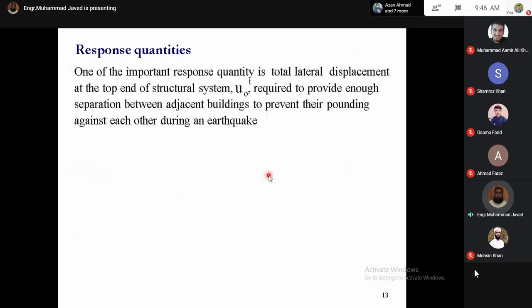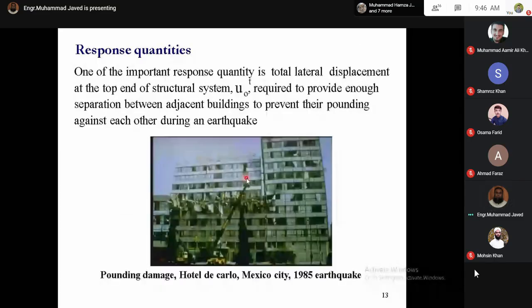For example, if you want to find what shall be the minimum distance between these two. For example, this structure is already constructed and you want to construct this structure. So you should know what shall be the minimum distance between these two structures.